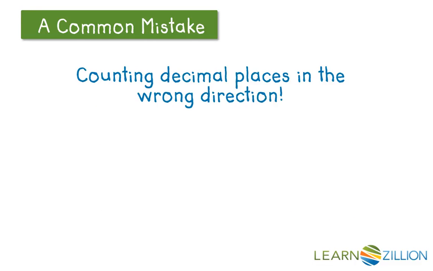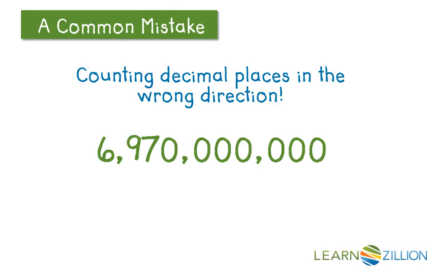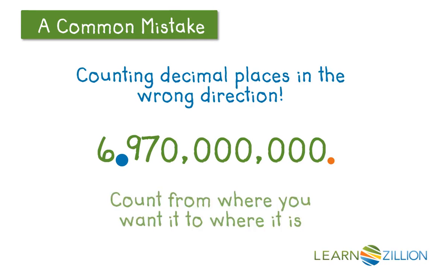A common mistake is going to be counting decimal places in the wrong direction. To avoid that, let's learn right now from the beginning that we're always going to count from where we want to put the decimal point to where it actually is. So in this slide, the orange circle is where the decimal point actually is. And as you'll see in a minute, we're going to want to put the decimal point where the blue circle is. That means we're going to count from the blue circle to the orange circle. Count from where you want the decimal point to where it actually is.